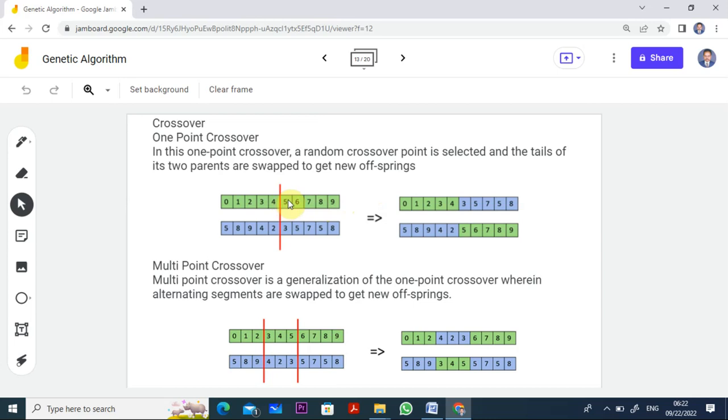This is chromosome A and this is chromosome B. So the tails of A and B are swapped. That means 3, 5, 7, 5, 8 is swapped here and 5, 6, 7, 8, 9 is brought to the bottom. This is what we call 1 point crossover. Then we go for the multi-point crossover. Here, instead of selecting only 1 point randomly, I am selecting 2 points, 1 point here and 1 point here. The values of the chromosomes between these 2 points are swapped. That means 4, 2, 3 come here and 3, 4, 5 come here. You get it now? This I call the multi-point crossover.